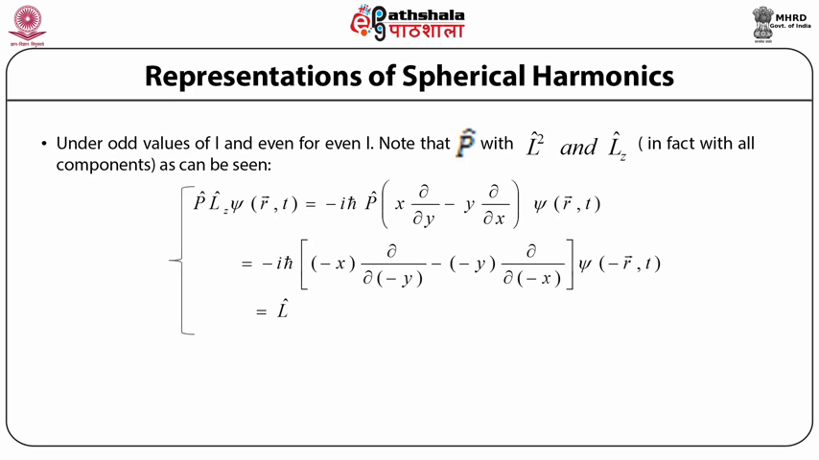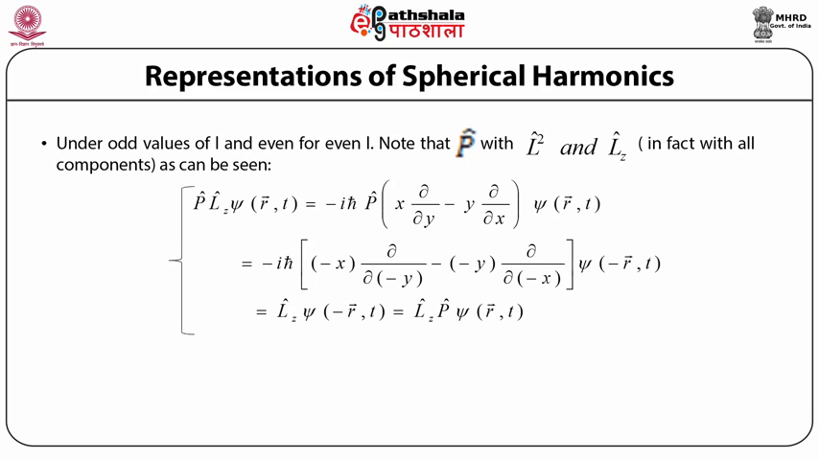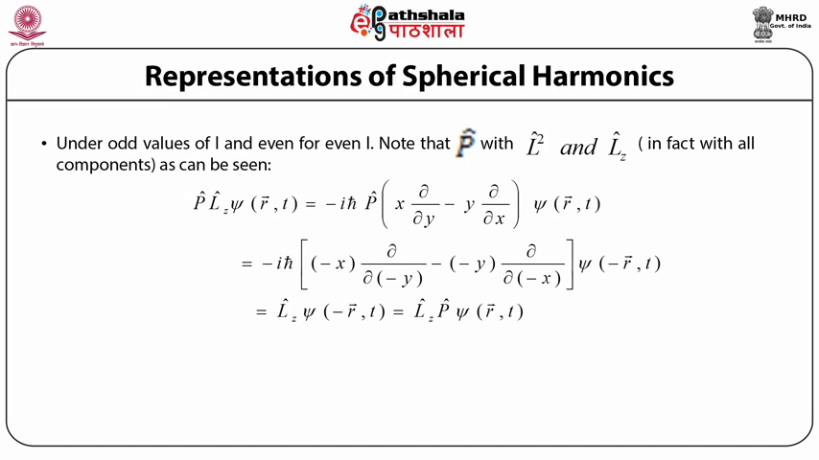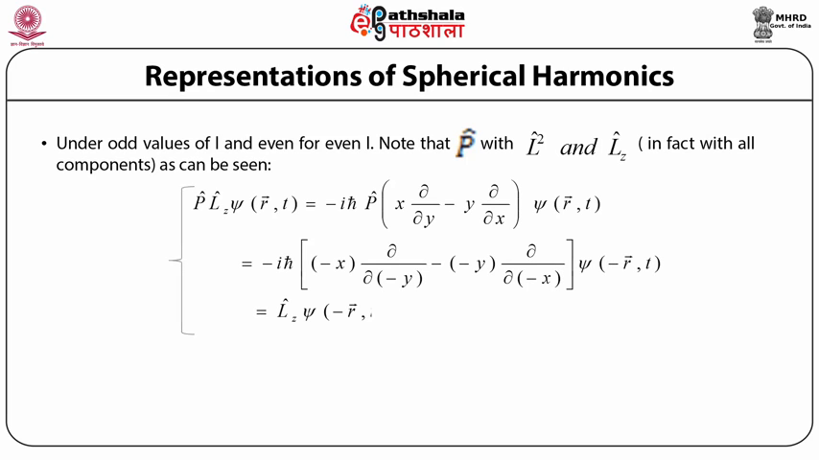This relation turns out to be equal to operator P acting on operator Lz acting on psi(r, t) is equal to minus iota h cross (minus x times del by del of minus y minus (minus y) times del by del of minus x) acting on psi(minus r, t), and this turns out to be equal to operator Lz acting on psi(minus r, t), which is equal to operator Lz acting on operator P acting on psi(r, t), where operator P is the parity operator and operator Lz is the z component of the orbital angular momentum operator.